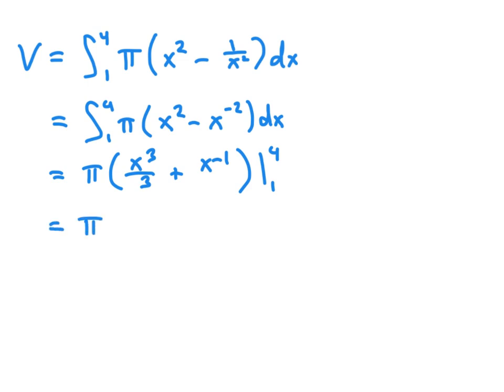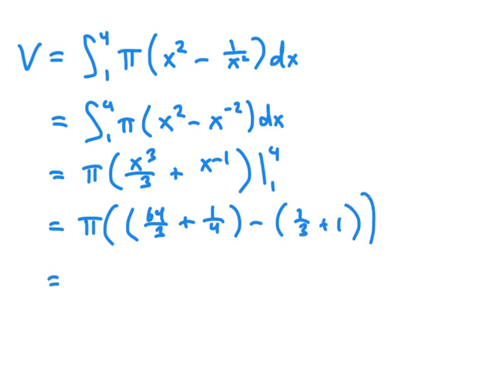And so when we substitute in 4 to this expression, we're going to get 4 cubed over 3, which is 64 thirds, plus 4 to the negative 1, which is 1/4. And then we subtract from this the expression with 1 substituted in, which will be 1/3 plus 1. And when we do all the arithmetic here, we end up with a final value of 81 pi over 4. And so our volume will be 81 pi over 4.